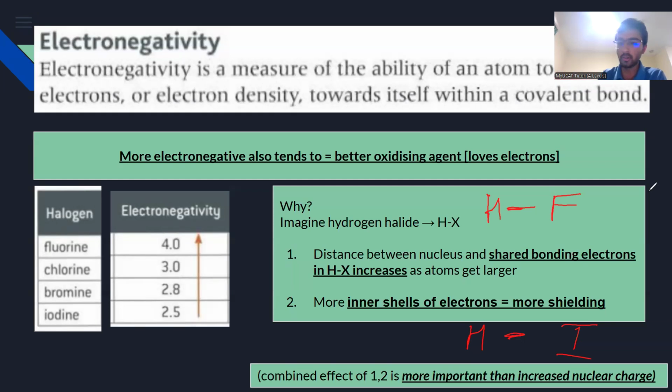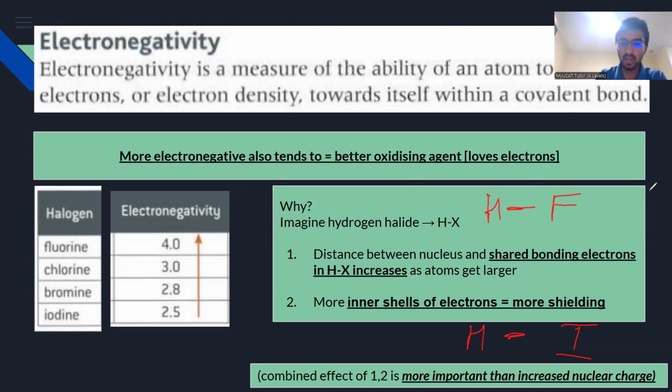And as we get further away from the bonding pair of electrons, and we have more additional shells, there's going to be more shielding or more electron-electron repulsion. That's going to reduce the ability of the nucleus to attract the bonding pair of electrons because they're further away and they're also experiencing shielding, electron-electron repulsion, from the inner shells.